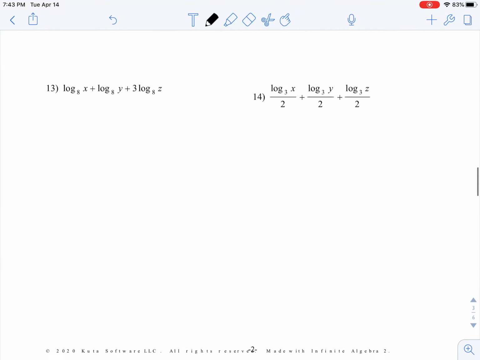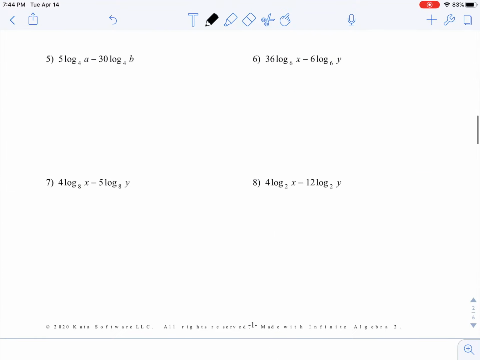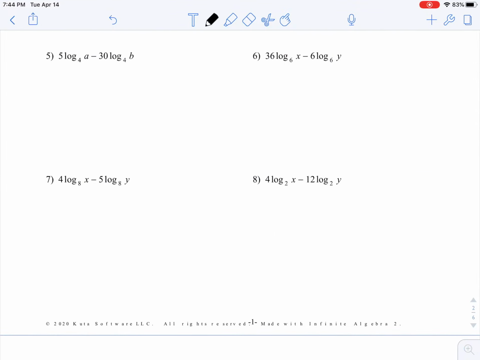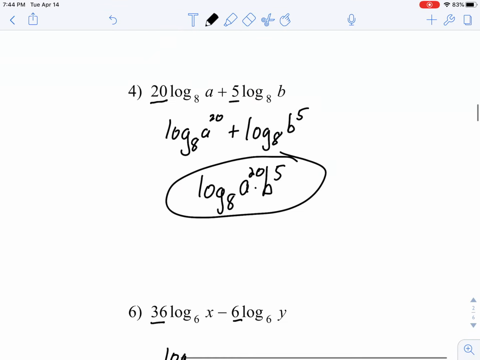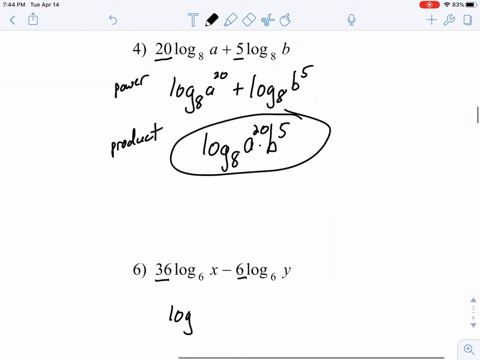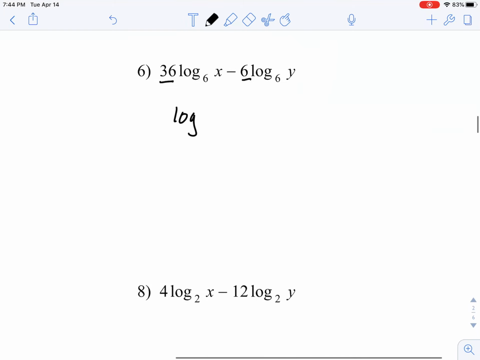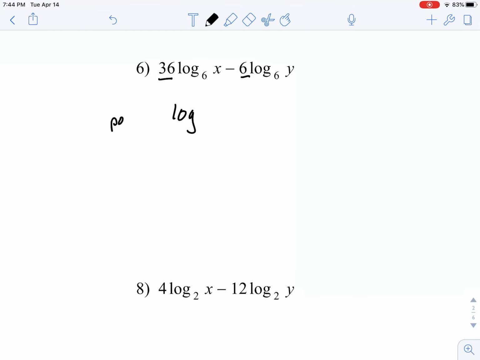Okay. Number 6. So kind of like the last 2 problems, we start out with numbers in front of each logarithm. So we can use the power rule and the product rule. For number 6, I'm going to start again with the power rule. I'm going to put this as log base 6 of x to the 36th minus log base 6 of y to the 6th.